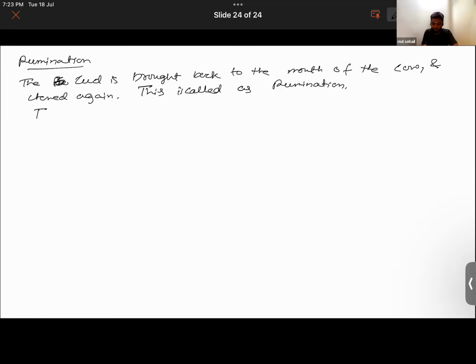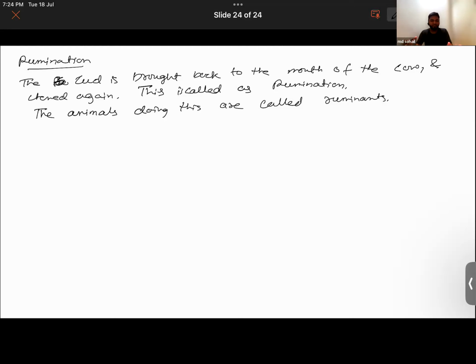Ruminants. Good. Can you guys name some examples apart from buffaloes and cows? Goat. Good. Any more examples? Ox, yak. Good. So you see, these animals are called ruminants.